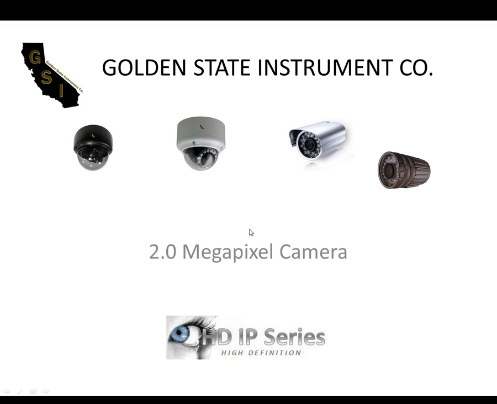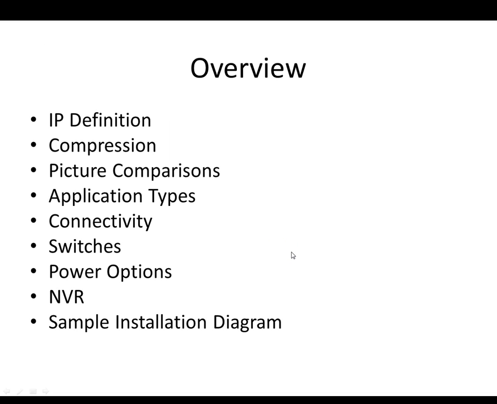Today our webinar is about Golden State Instruments HDIP camera line. We're going to go over the IP definition, the compression types, some picture comparisons, application types, connectivity, switches, some power options, a couple of the NVRs, and do a little sample installation diagram. And at the end of this PowerPoint presentation, we're going to create a basic NVR using our NVR software and connect some IP cameras to do a demonstration on how it works.